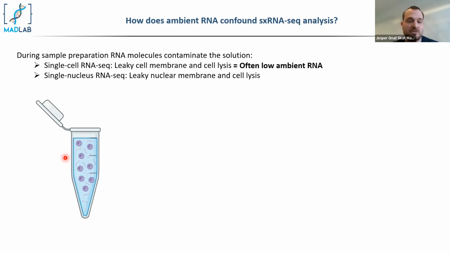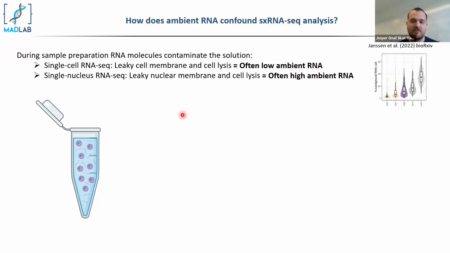However, in single nucleus RNA sequencing, there are leaky nuclear membranes, but there's also a very intentional cell lysis where we release all of the cytoplasmic RNAs into solution. And this can be hard to get rid of and wash away. And this can often lead to higher amounts of ambient RNA. And in fact, this is supported by studies in the field.